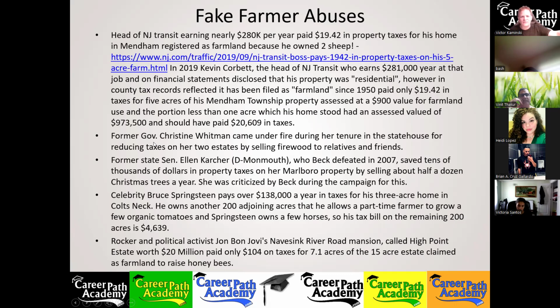How about this one? Former Republican Governor Christine Todd Whitman came under fire. She was the worst governor I think we ever had. Well, close next to the guy we currently have. She was awful too. She came under fire during her tenure for reducing the taxes on the 2 estates that she owns by claiming that she sells firewood to relatives and friends. Yeah, the governor is a legitimate farmer, and she is selling firewood.